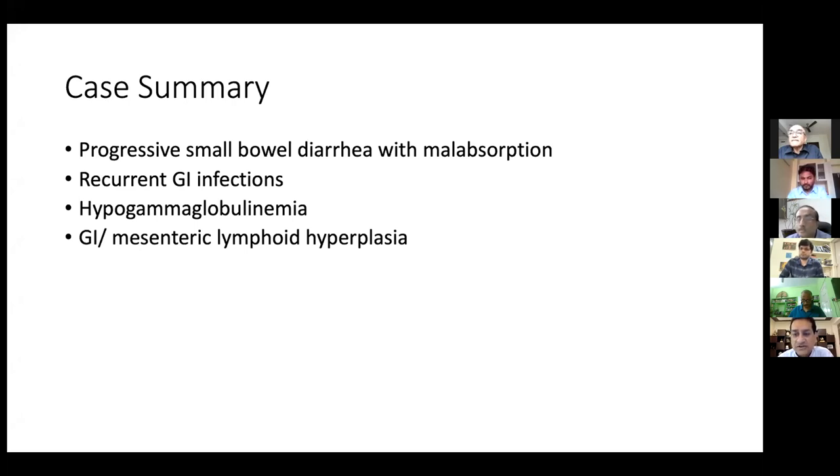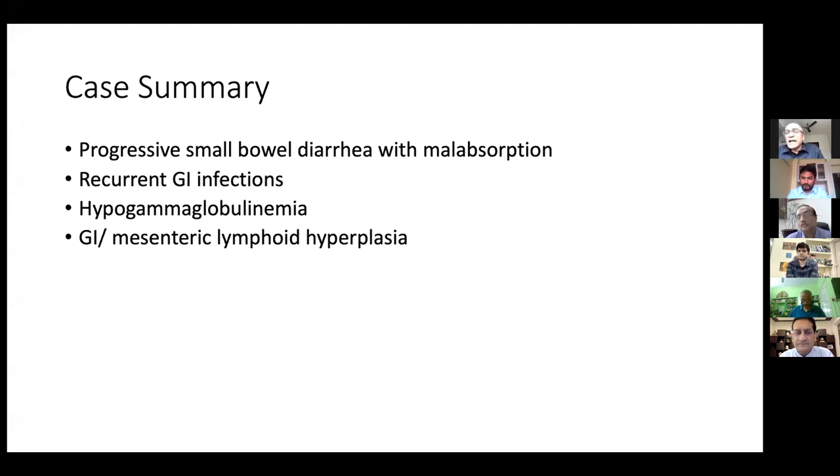Would he consider the possibility of partially treated tropical sprue? So here, this is something that we were talking about initially. That's why I asked this: 3 months of cotrimoxazole and tinidazole, which he received, and it led to prolonged resolution, say, for 2 years of symptoms.